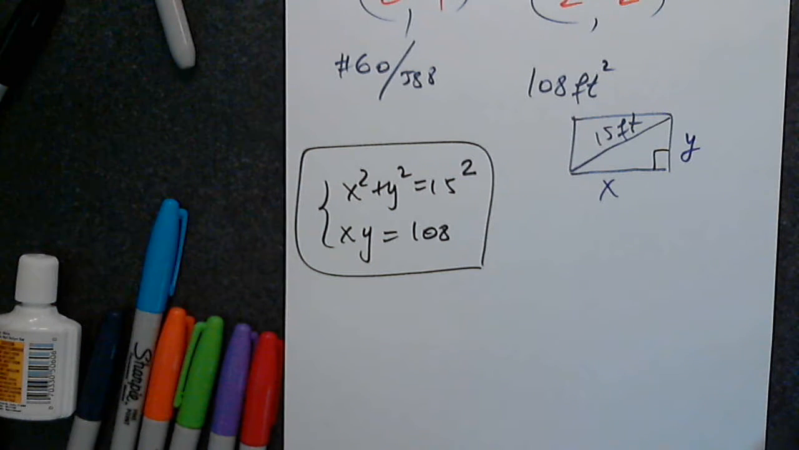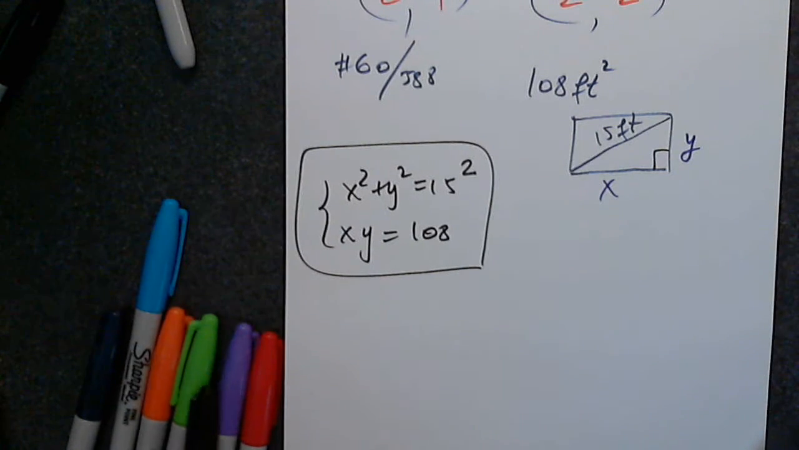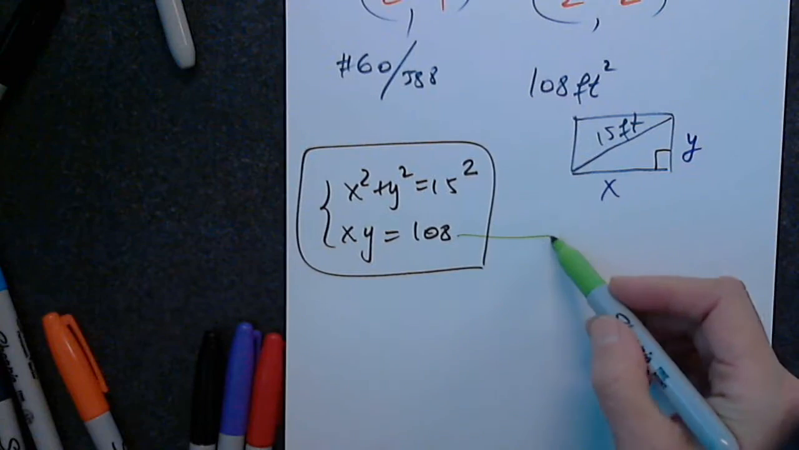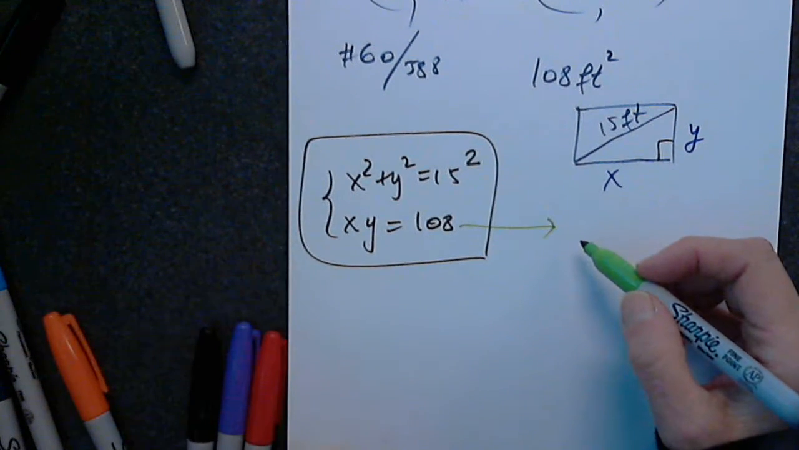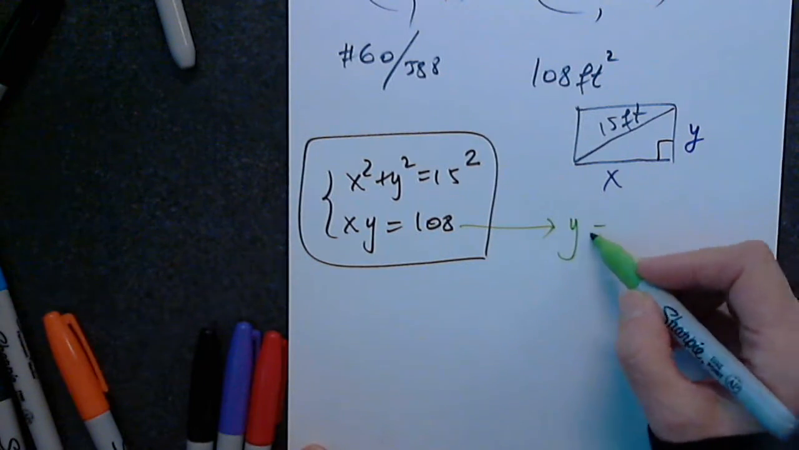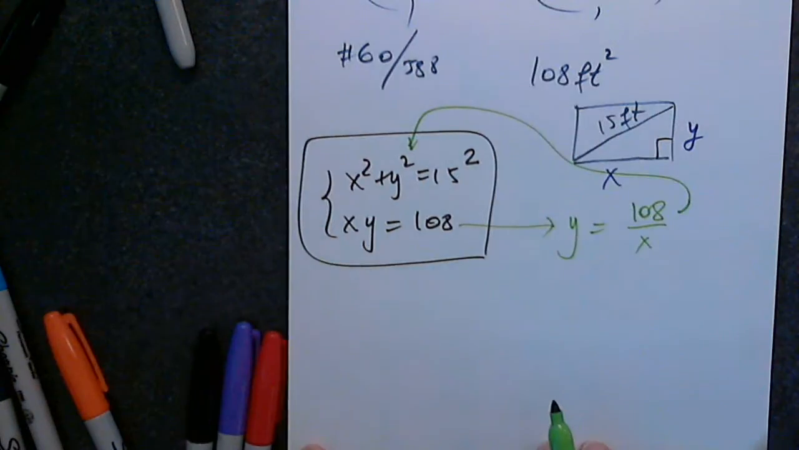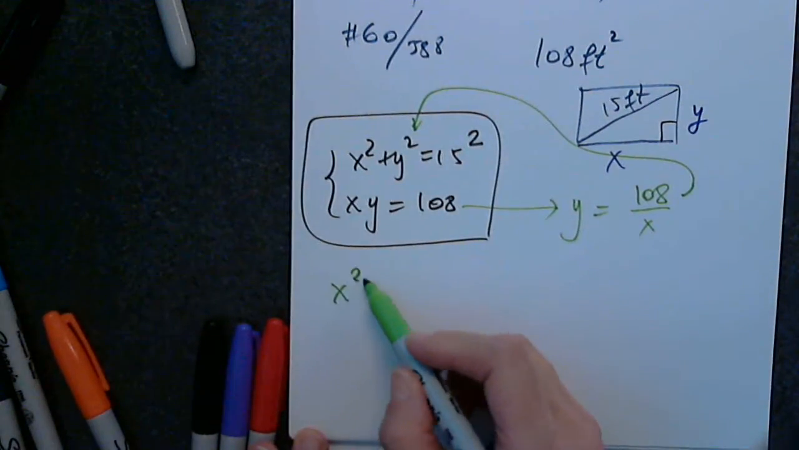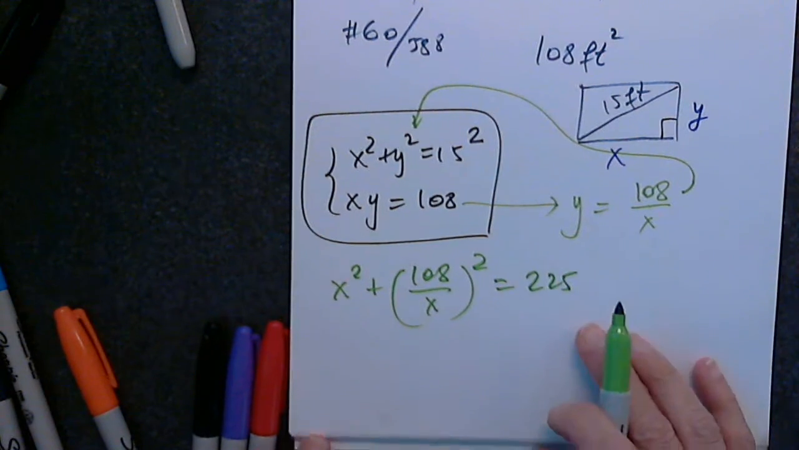The variables are not the same, so obviously we are not going to be able to use elimination here. The only chance we have is substitution. So we solve the second equation either for x or for y. You choose. It doesn't matter. Good. Okay. So this is 108 over x. So then I have to plug in y in the first equation. So this will be x squared plus 108 over x, everything squared, equals 225.